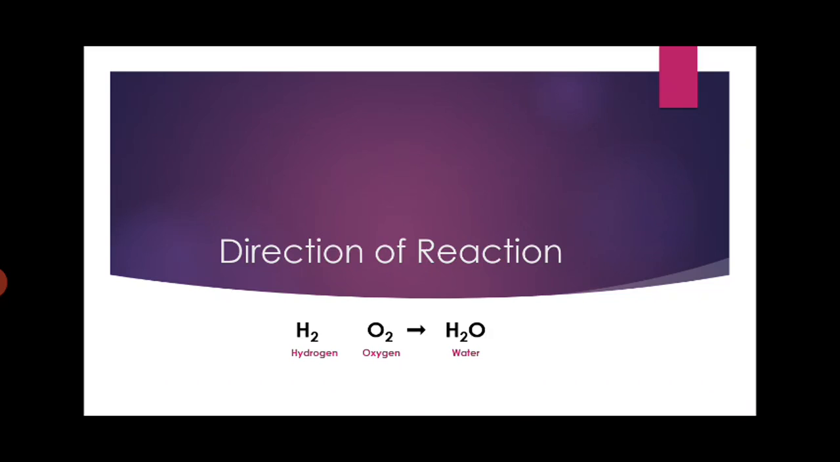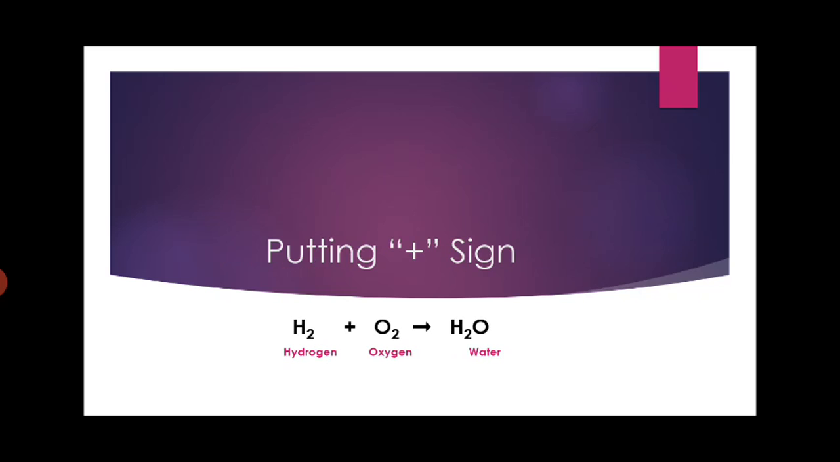Now let's separate reactants and product to show the direction of the reaction. For this purpose, these two are reactants and water is the product, so we separate these reactants from the product by placing an arrow in between reactants and products. Now let's put a plus sign to separate the two reactants. As you know that these two are reactants, you have to separate them from each other. So for separation we place this plus sign in between hydrogen and oxygen.